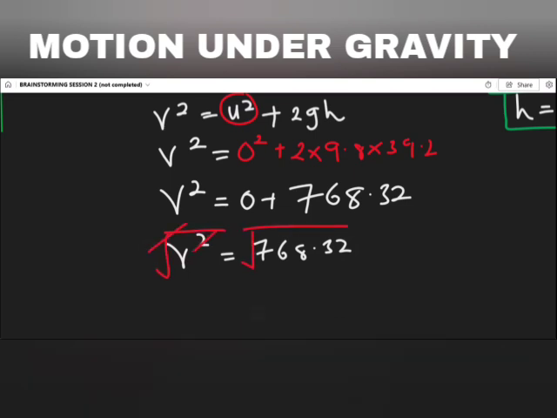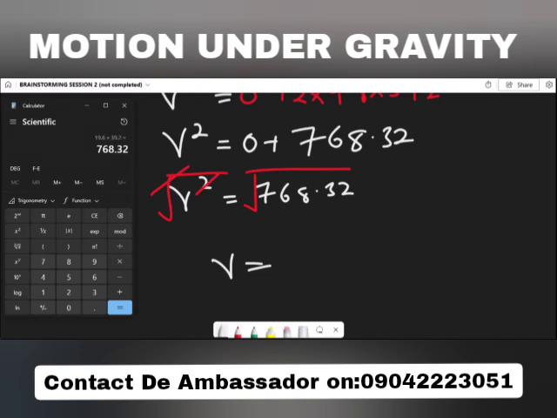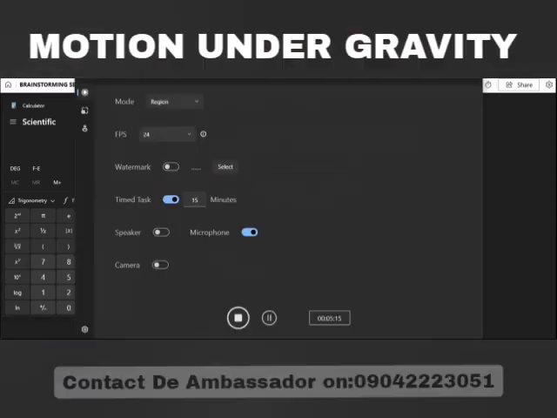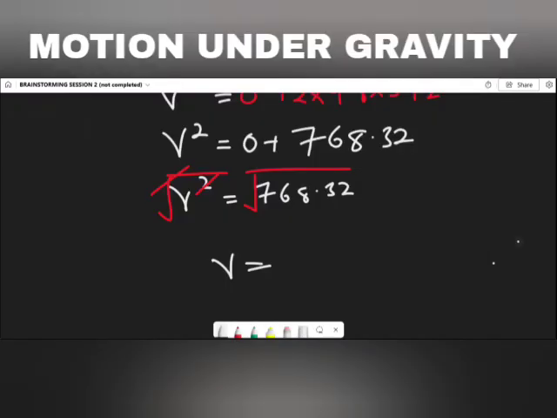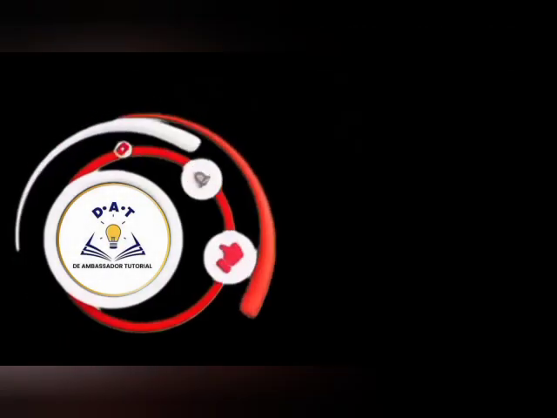So square rooting both sides, I'm going to have V equals the square root of 768.32. The square root will be given as 27.71 meters per second. So this is how you solve it. Let's consider our options to see whether we have such an answer. Checking our options, the right answer is option E. Option E stands as the right answer, which is 27.7 meters per second.